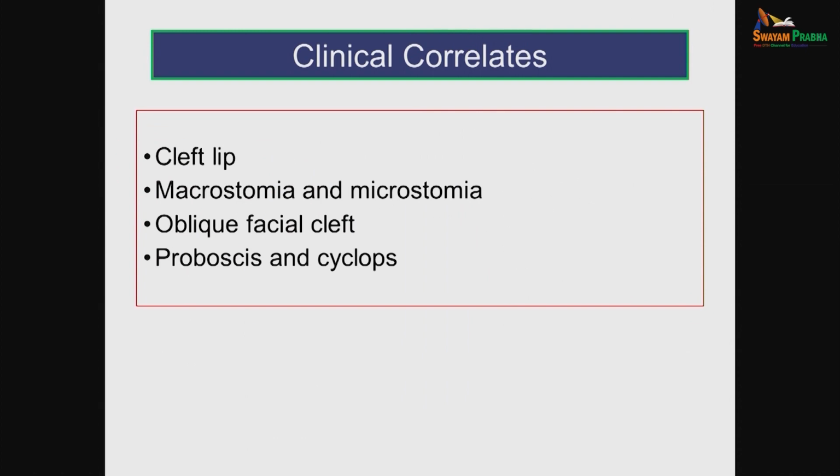We will just look at some of the clinical correlates of the development of face. I will be discussing this under these headings. One is the cleft lip, also called hare lip. Next is macrostomia and microstomia, oblique facial cleft, proboscis and cyclops. First we will take up cleft lip.